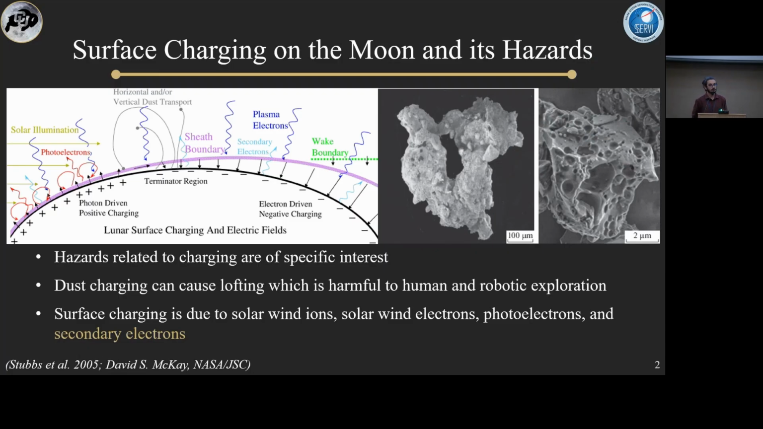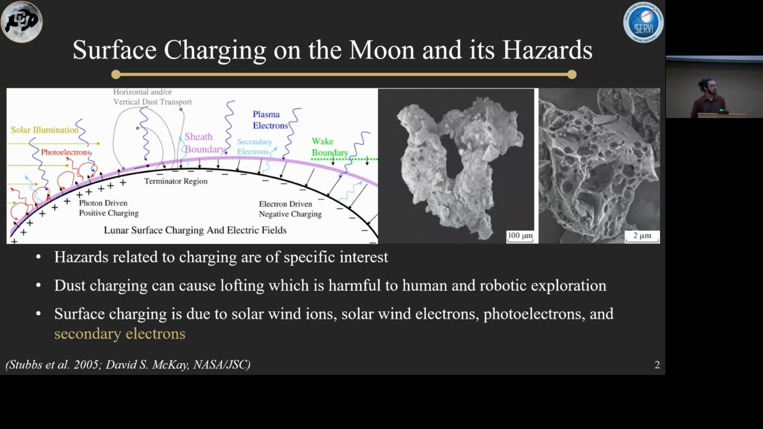So as we know, the moon has no global magnetic field or atmosphere, which means that it's directly influenced by the solar wind charging. As you can see on the left, this solar wind charging creates a complex electrical environment near the surface, which also produces a lot of hazard for future lunar exploration. The main one of interest for us is dust charging and lofting.